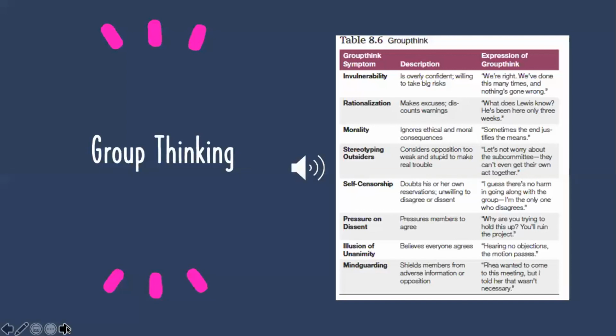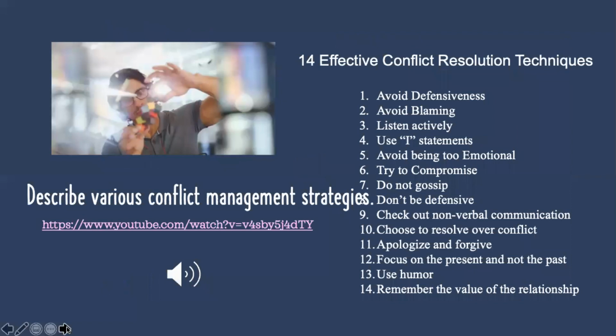And then finally, mind guarding shields members from adverse information or opposition. So, we need to think about this. This is something that you can take with you as a takeaway, as some of these groupthink symptoms.